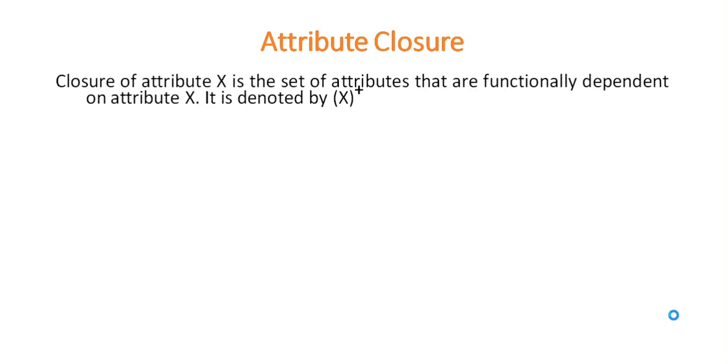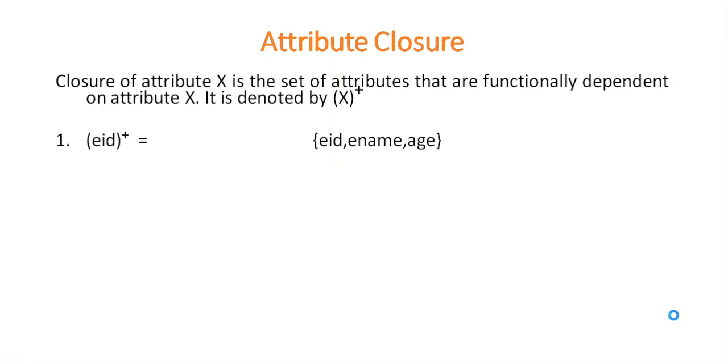Now next concept is attribute closure. Now what is meant by closure? So closure of an attribute is a set of attributes that are functionally dependent on that attribute. Okay, means here if I want to find out the closure of employee ID, then I'll find out all those attributes which are functionally dependent on employee ID.